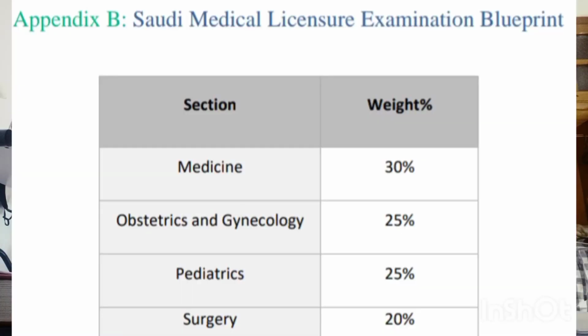Now if I talk about the subjects from where they ask most of the questions, basically they focus on four subjects: medicine, obs and gynae, pediatrics and surgery. From medicine you will get around 30% of the questions. From obstetrics and gynecology you will get near about 25% of the questions. From pediatrics you will get 25% of the questions, and from surgery you will get 20% of the questions. So this is the question pattern.